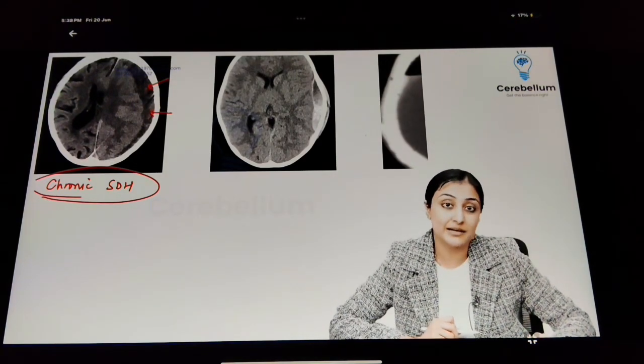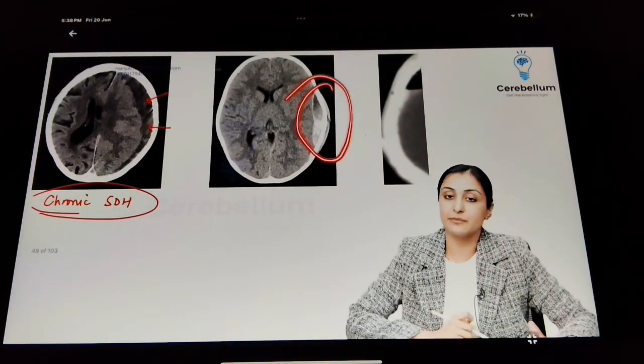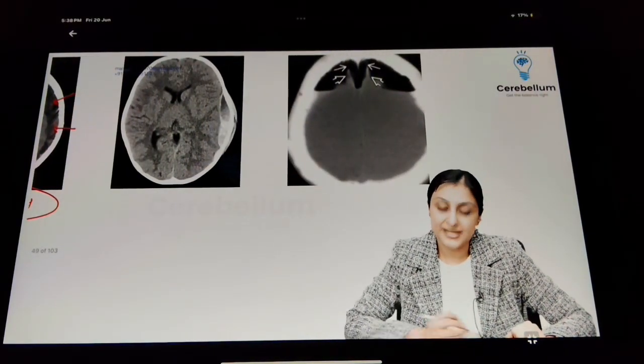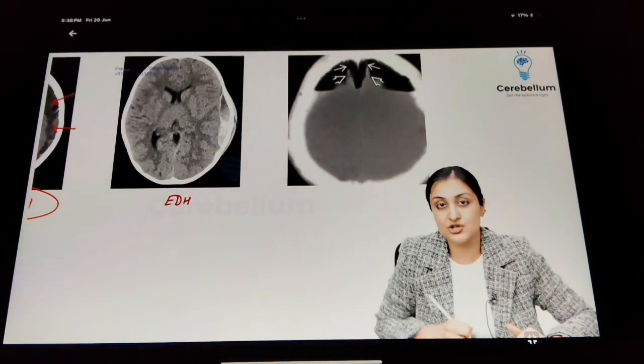This is an indication of decompression, wherein you need to remove a part of the skull bone in order to decompress the brain. Another indication of decompression is the sign here. First of all, is this EDH or SDH? So you can see that it is limited by the suture. It is not able to cross the sutures. So this indeed is EDH, but now look at the density.